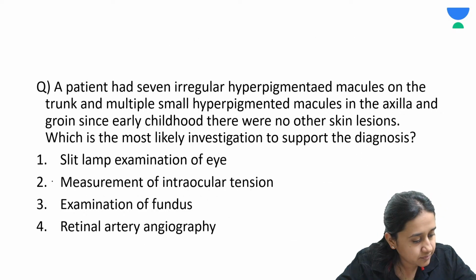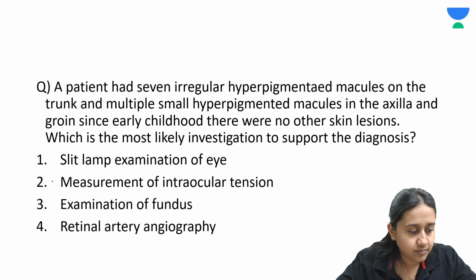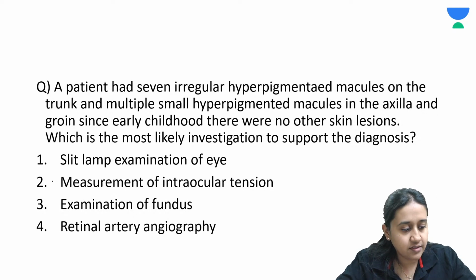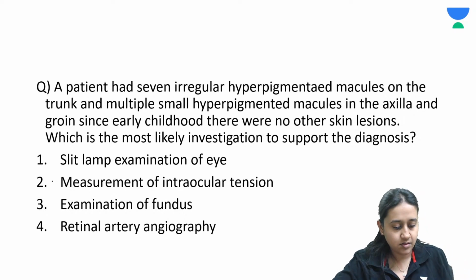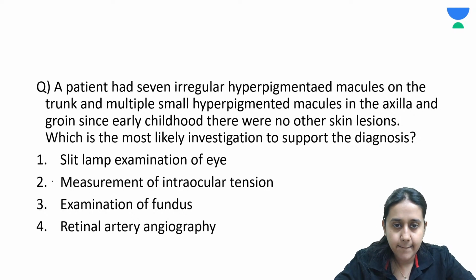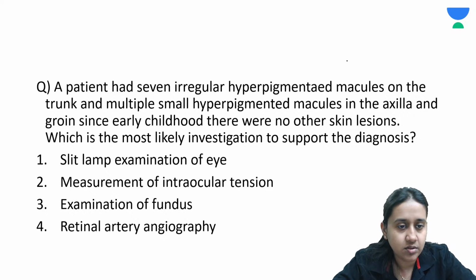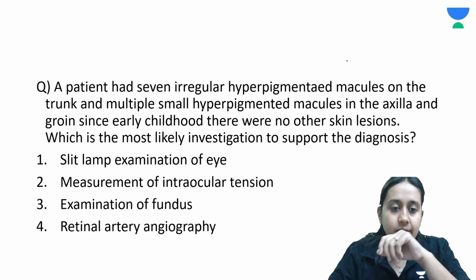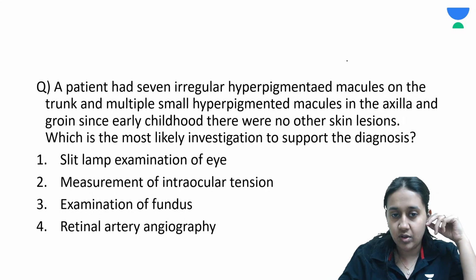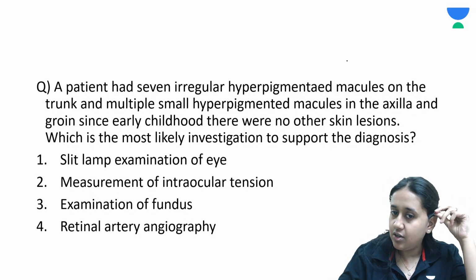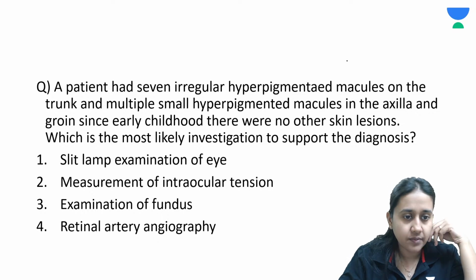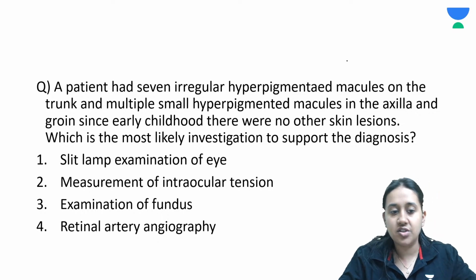Next, what is the correct answer? Patient with 7 irregular hyperpigmented macules on trunk, multiple small hyperpigmented macules on the axilla, groin. Since early childhood, there were no other skin lesions. Which is the most likely investigation to support?